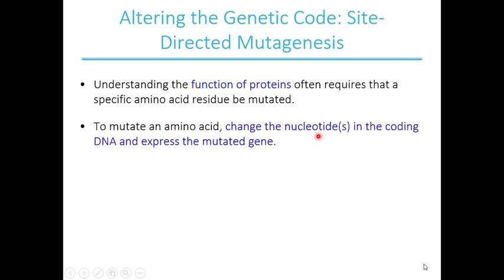Now, how does one go about mutating an amino acid? And that brings us to the second point. To mutate an amino acid, one typically changes the nucleotide or nucleotides in the coding DNA and expresses the mutated gene. That is how proteins are mutated. If you remember the central dogma of molecular biology, proteins are made from DNA, right? Transcription leads to translation. And that's what brings us to the central dogma.